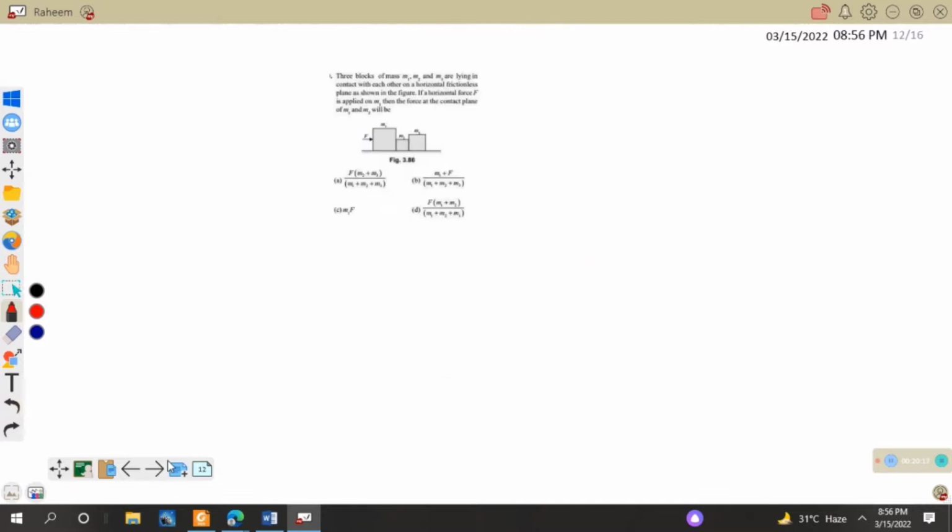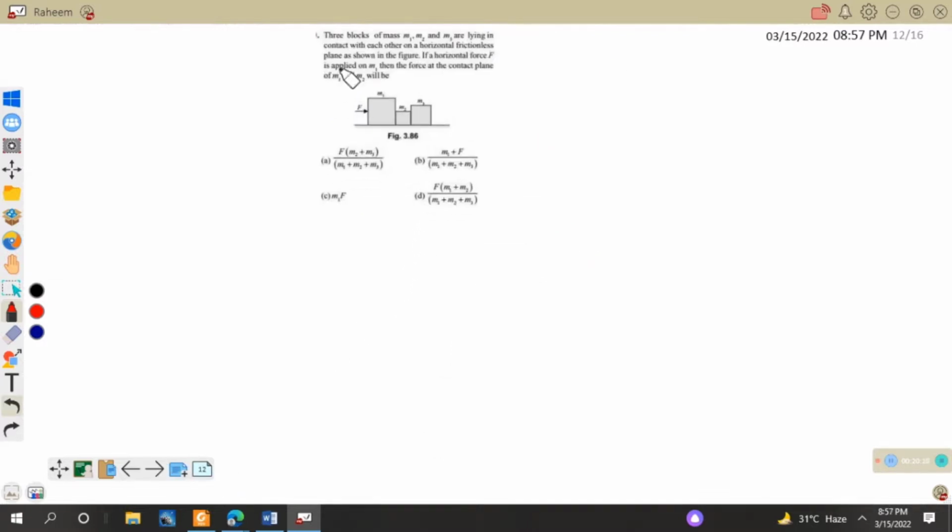So I have taken an equation in a question. In this case 3 blocks of mass m1, m2, m3 are lying in contact with each other. Our applied force is on m1. So in the expression of contact force, we will have m2 plus m3 over m1 plus m2 plus m3. So this option is correct. In this case our applied force is on this block, so in the expression for contact force we will have m1 plus m2 over m1 plus m2 plus m3. Similarly, you can generalize this result for all the cases.